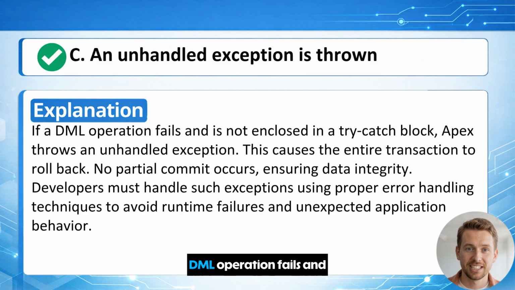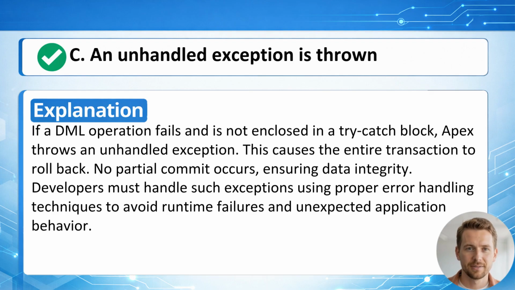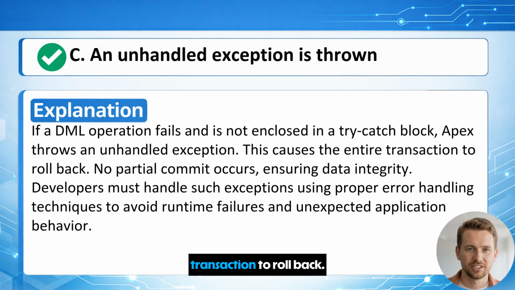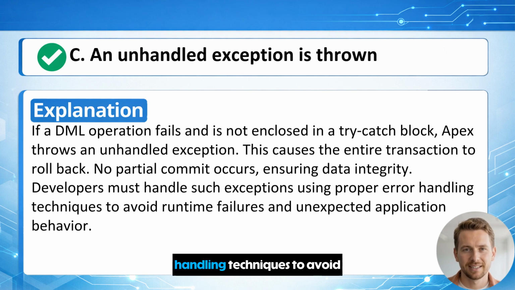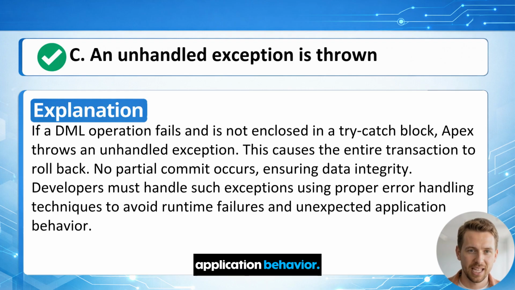Explanation. If a DML operation fails and is not enclosed in a try-catch block, Apex throws an unhandled exception. This causes the entire transaction to roll back. No partial commit occurs, ensuring data integrity. Developers must handle such exceptions using proper error handling techniques to avoid runtime failures and unexpected application behavior.